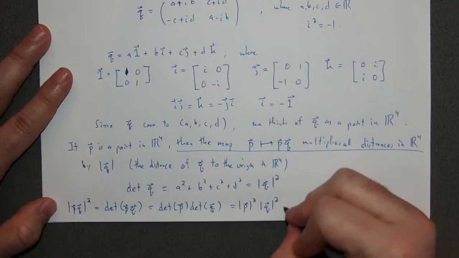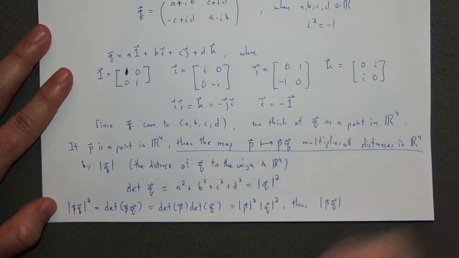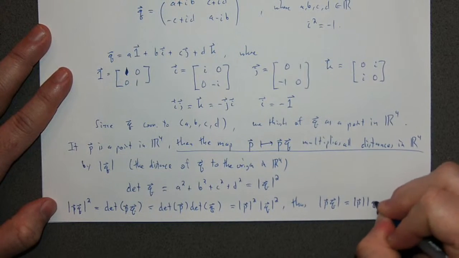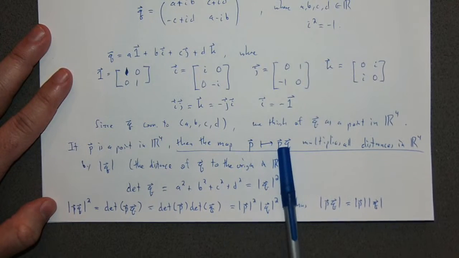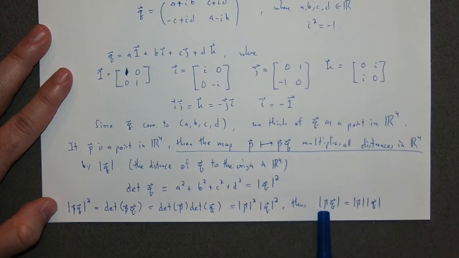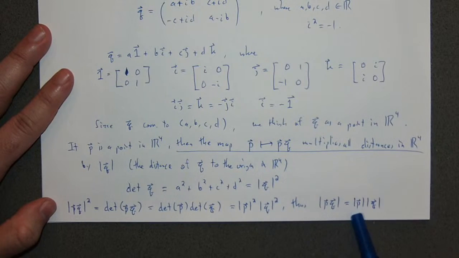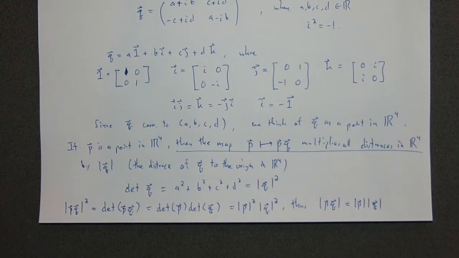Okay, thus the length of PQ is the length of P times the length of Q. And so if you began with P and you got sent to PQ, when you took the distance from that point to the origin, what you get is the same distance you originally started with, length of P, times length of Q. Okay, so that's why that is.